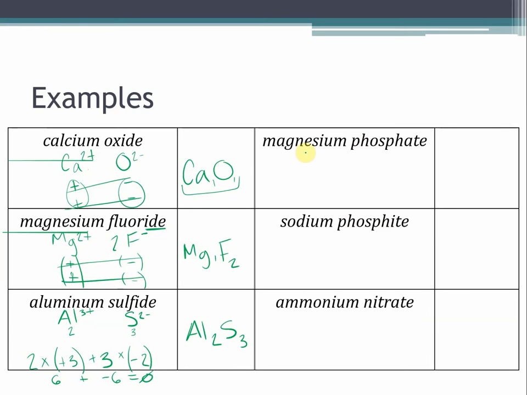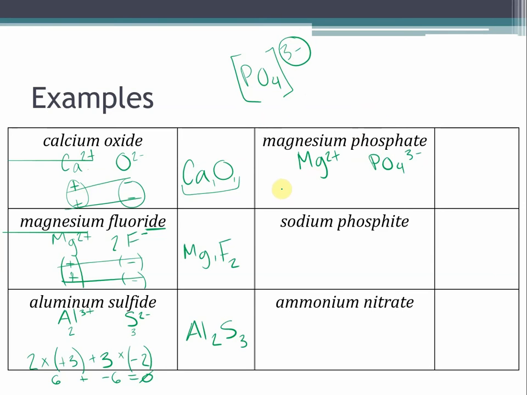We have magnesium, which is Mg2+, and phosphate, which is PO4 3-. We are going to need 3 magnesiums and 2 phosphates. Important point, phosphate is PO4, and then this whole thing, this group of atoms has a 3 negative charge. Not each oxygen, but the charge of this whole thing is a 3-, a 3 negative.